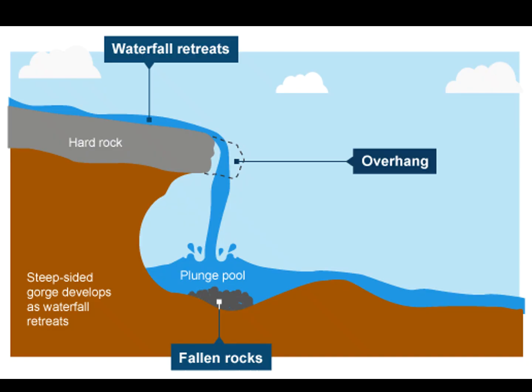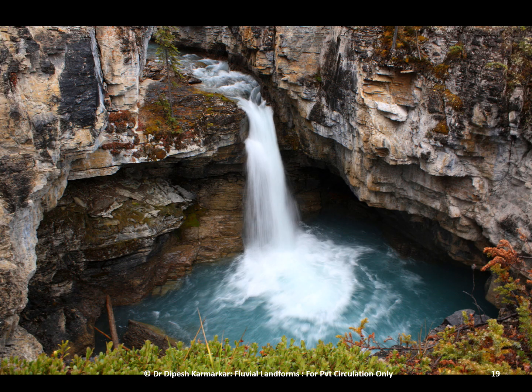This diagram shows the formation of a waterfall and its plunge pool in cross section. Notice the layering of hard rock and soft rock. Here is another illustration of the same process showing how a waterfall gradually retreats over time.